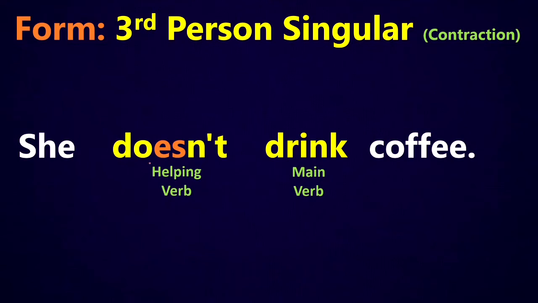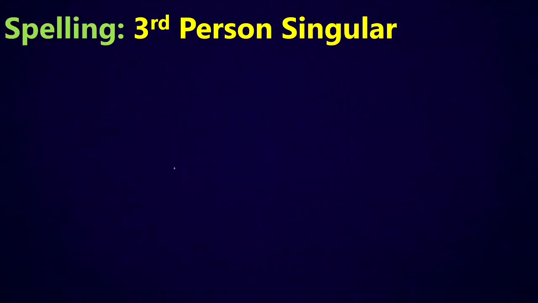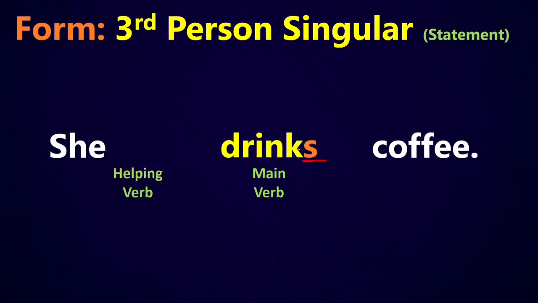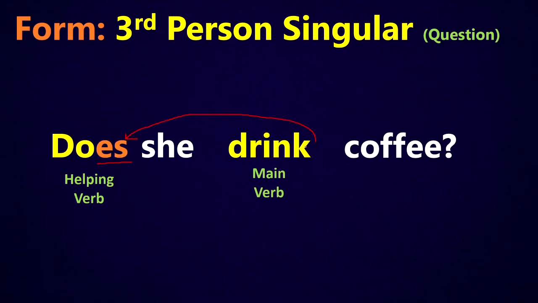And again, we can contract this. She doesn't drink coffee. And she must lead a sad life if she doesn't drink coffee. So let's look at the spelling, because we see here with the do and does, we're adding ES, but with drinks, we're only adding S. So what's the difference here?